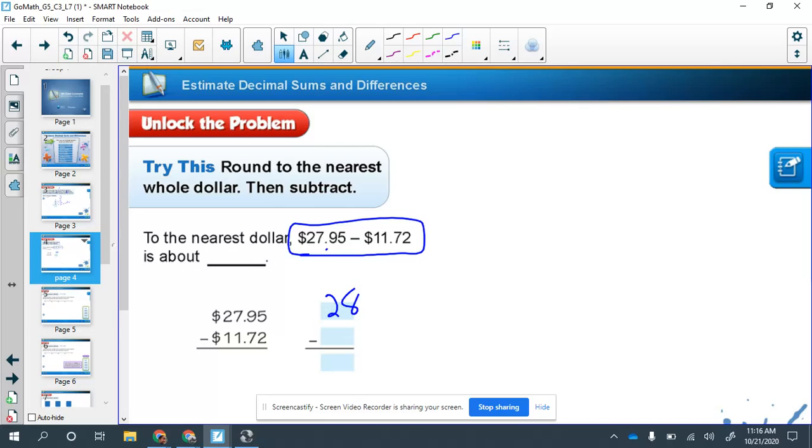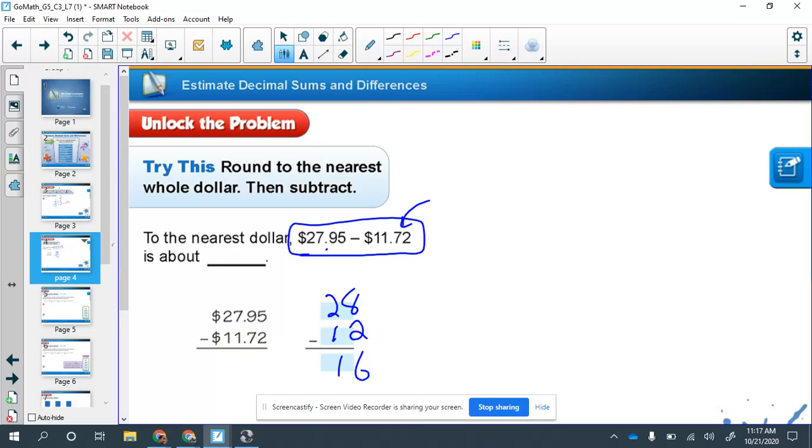$28, $11.72, right? Again, we're looking at this number to the right of the whole number. 7 is greater than 5, so we're going to round it up to 12. Both of these numbers round up. And then we just subtract. 8 minus 2 is 6. 2 minus 1 is 1. So the difference between these two numbers is $16.